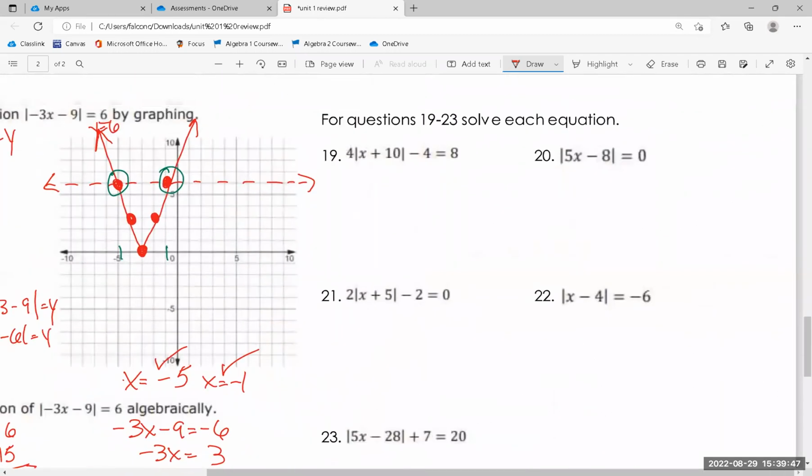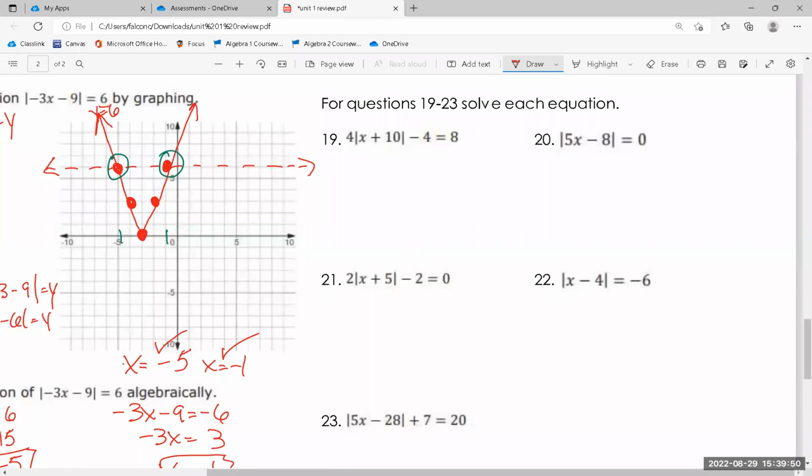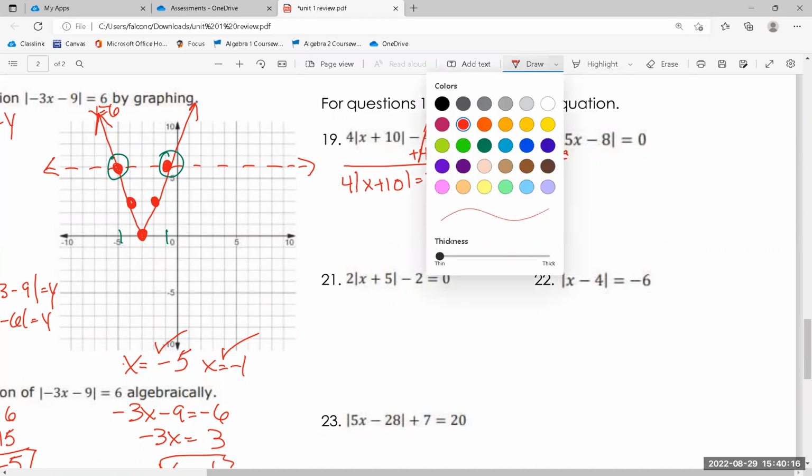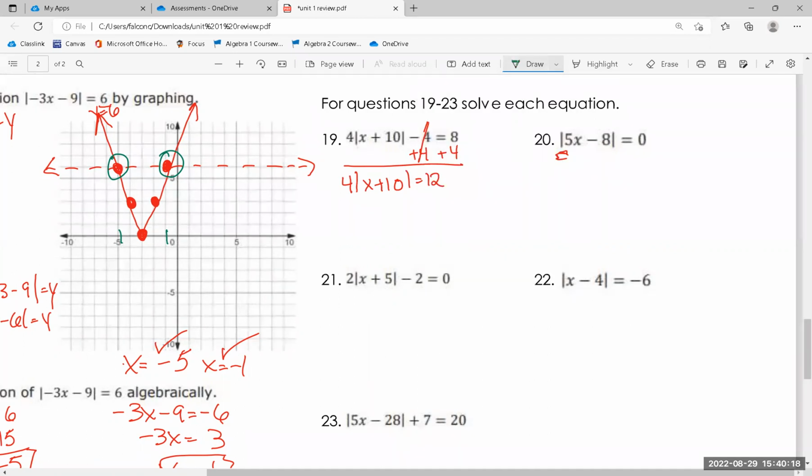All right, 19 through 23, we are solving these absolute value equations. So again, we want to do the positive and the negative cases. But first, for 19, we have to get rid of this 4 first. So we're going to add 4 to both sides, and we'll have 4 absolute value of x plus 10 equals 12. And then we also want to get rid of this 4 in front of the absolute value, so we divide both sides by 4. So absolute value of x plus 10 equals 3.